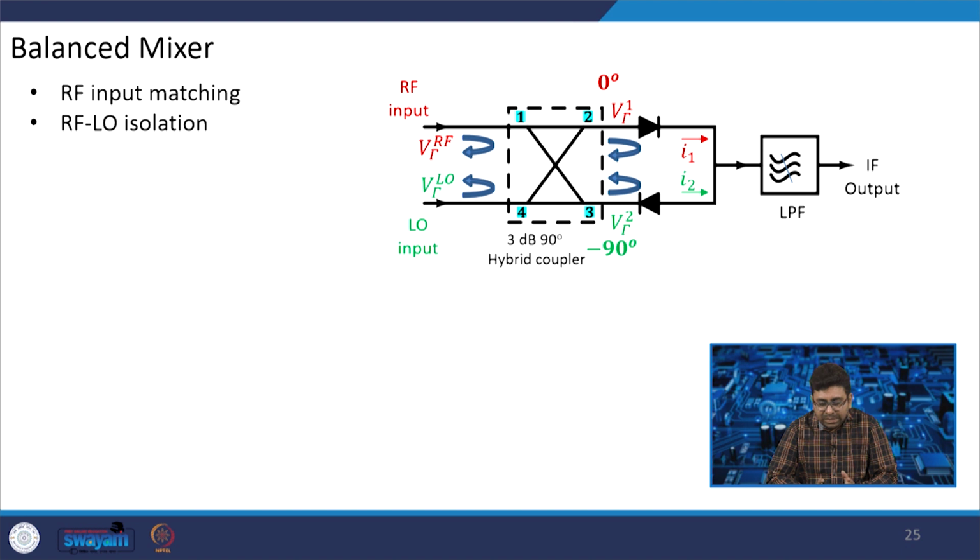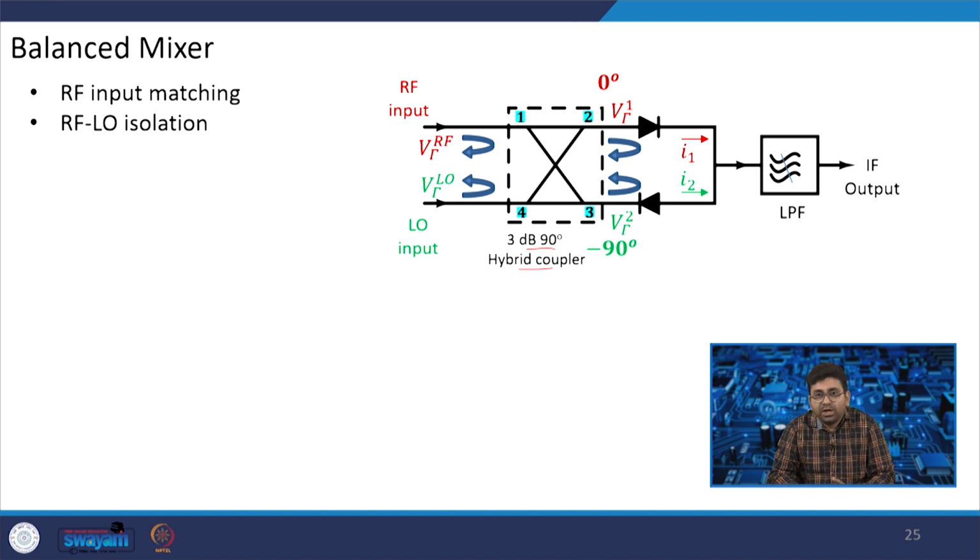In this mixer we need to use a 3 dB hybrid coupler, a 3 dB 90-degree hybrid coupler. What will happen is that you will get the difference of the 0 degree and minus 90 degree, and then when you sum them up, you will get the IF output. Now, let us see how this works.